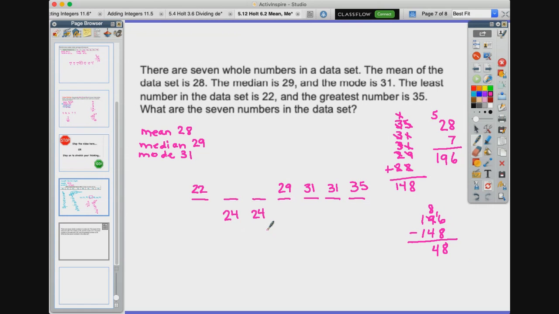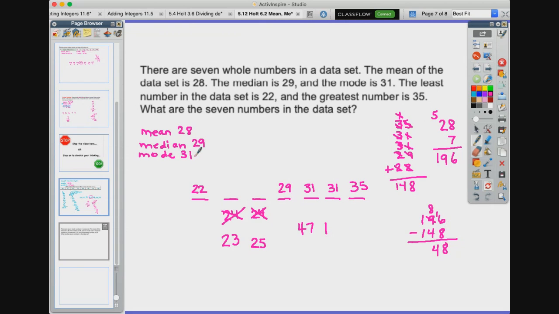But you can't do that because your mode is 31. So that's not going to work. Now, you could also say, duh, I can do 47 and 1. But it tells you your lowest number is 22 and your highest number is 35. So that's also not going to work. So what if we took one more away from 24 and we did 23? And we added one more over here and we did 25. So now we have 23 plus 25, which is 48.